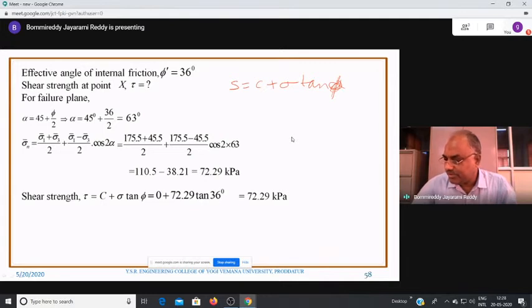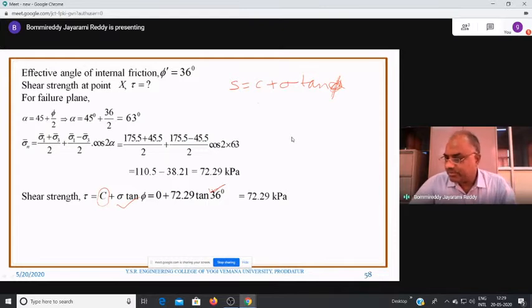You can also look here. Tau is equal to C plus sigma tan phi. This is the final formula you need to compute. So here the C value is already given as 0. So only find out the sigma value and also the phi value. Phi value is also given in the problem, 36. So find out the sigma. Once you know the sigma value, you can substitute in this formula, and you will get the final equation.